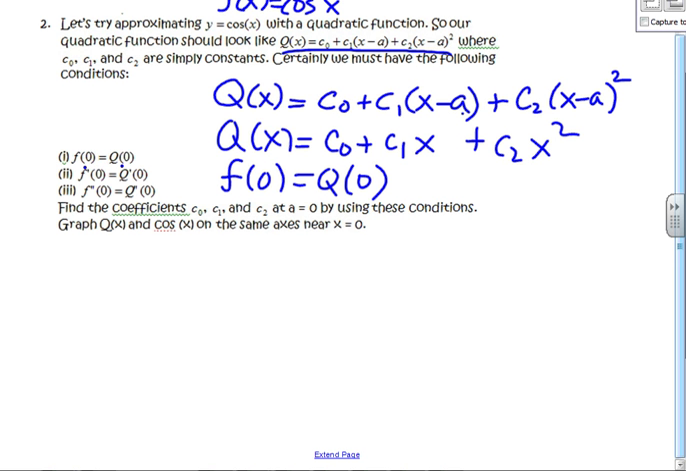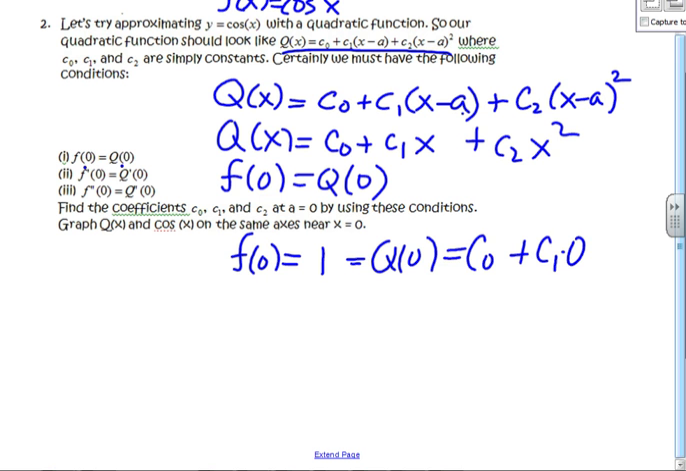It's not related to the geometric one. I wish it were, because then I could just do something simple, but unfortunately not. And we said f of 0 is 1, right? So f of 0 equals 1, because that's the cosine of 0. And that's equal to q of 0. And what's q of 0? It's equal to C0 plus C1 times, what is x? So it's 0. Plus C2 times 0 squared. Okay, read my writing. So what's C0?